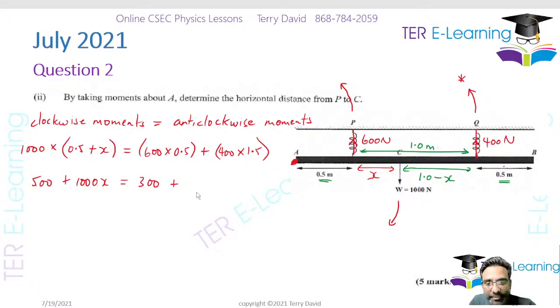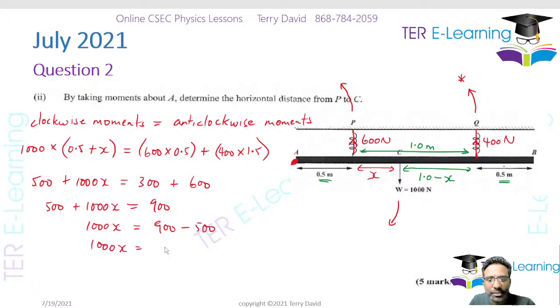I'm working the question for the first time, so if you see a mistake, just let me know. So 500 plus 1000x is equal to 900. 1000x is equal to 900 minus 500, so 1000x is equal to 400. Therefore x is equal to 400 over 1000. I think I saw somebody wrote this as the answer. So the answer should be 0.4 meters.